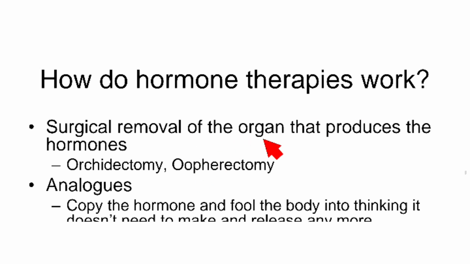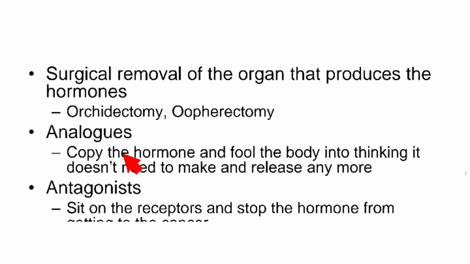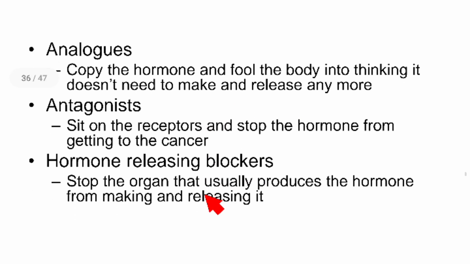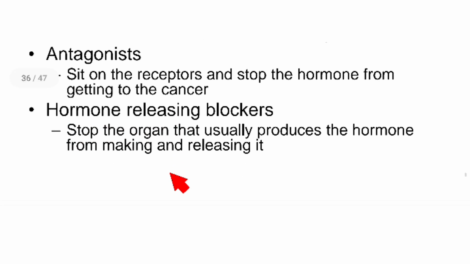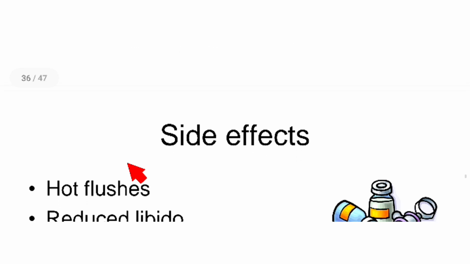Surgical removal of the organs that produce the hormones. Analogues copy the hormone and fool the body into thinking it does not need to make and release any more. Antagonists sit on the receptor and stop the hormone from getting to the cancer. Hormone-releasing blockers stop the organ that usually produces the hormone from making and releasing it.